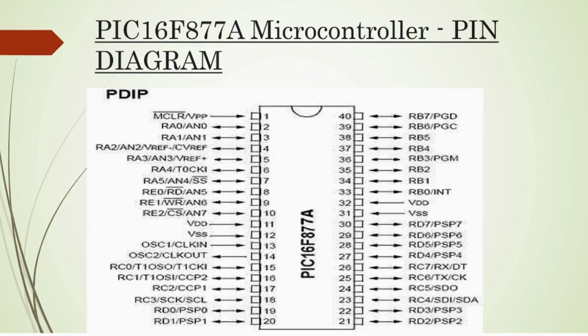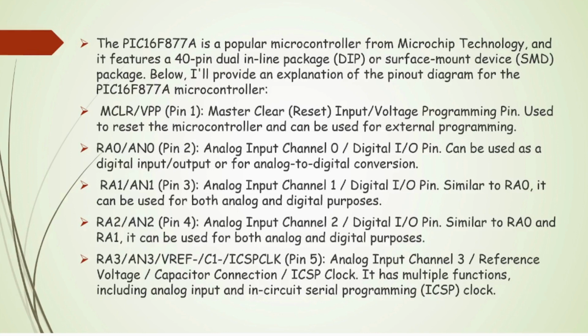And this is the pin diagram of the chip IC, where each and every pin will be explained here. Pin 1 is the master clear, input voltage programming pin used to reset the microcontroller. Pin 2 is analog input channel 0 and a digital input pin, which can be used for digital output and analog to digital conversion. Pin 3 is analog input channel 1 and digital input, similar to RA0. It can be used for both analog and digital purposes. Pin 4 can also be used for both analog and digital purposes, with an analog input channel and digital input output.